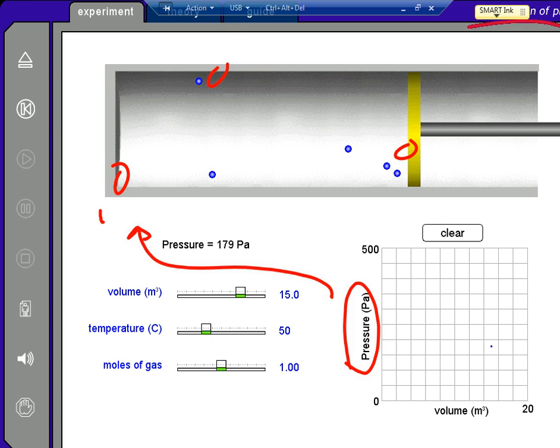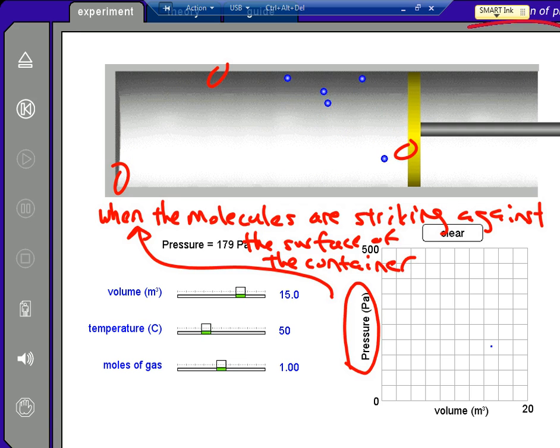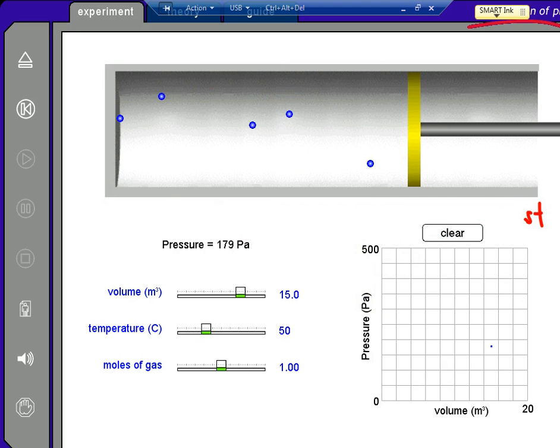So pressure is when the molecules are striking against the surface of the container. Okay, so every time it strikes, a little bit of pressure is exerted. Of course, there's a lot of molecules striking a lot of times. But right now, our representation is of just a few molecules.